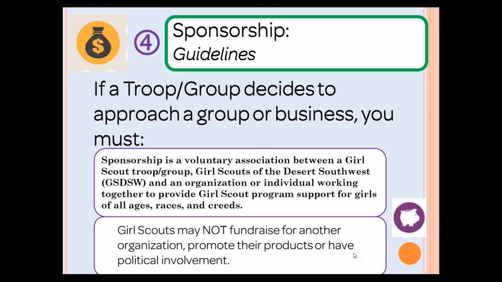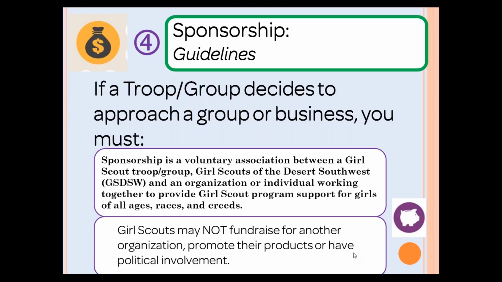Now, we may not ever fundraise for another organization. So let me touch a little bit on that. What we mean by that is a perfect example would be the Salvation Army and the kettle that they've set up every Christmas. Sometimes girls are approached to volunteer their time to raise money at Salvation Army and to ring the bell and stand there in the uniform. This is not allowed. It's not allowed because what you are doing is you are using the Girl Scout brand to raise money for the Salvation Army brand.